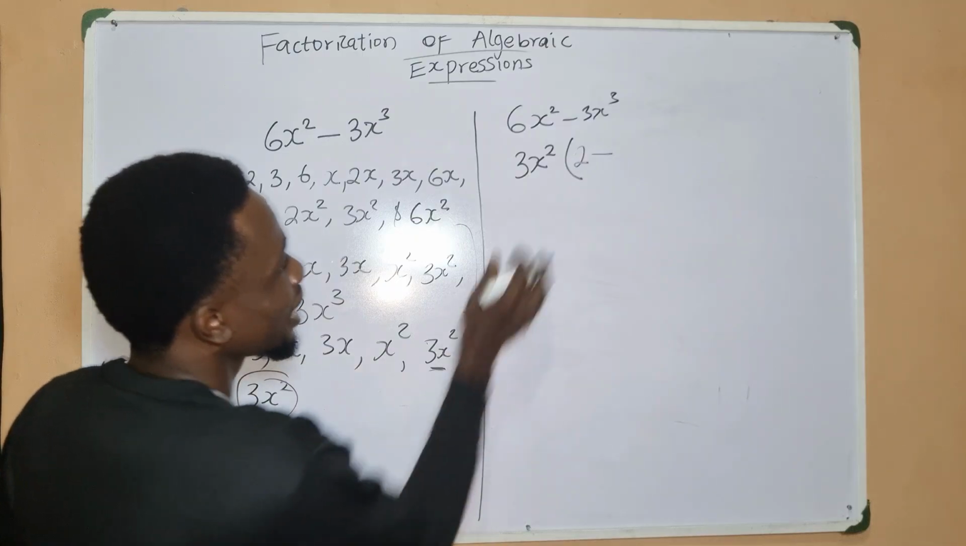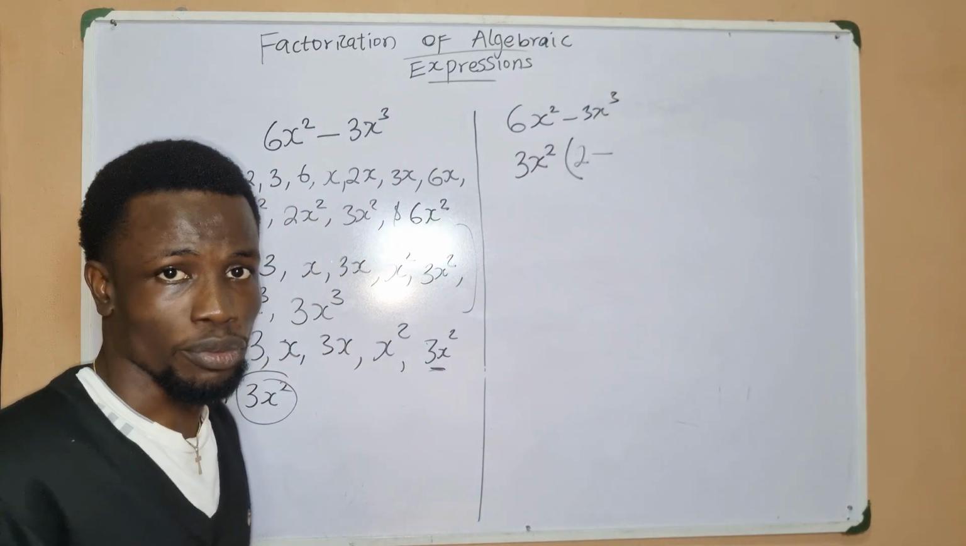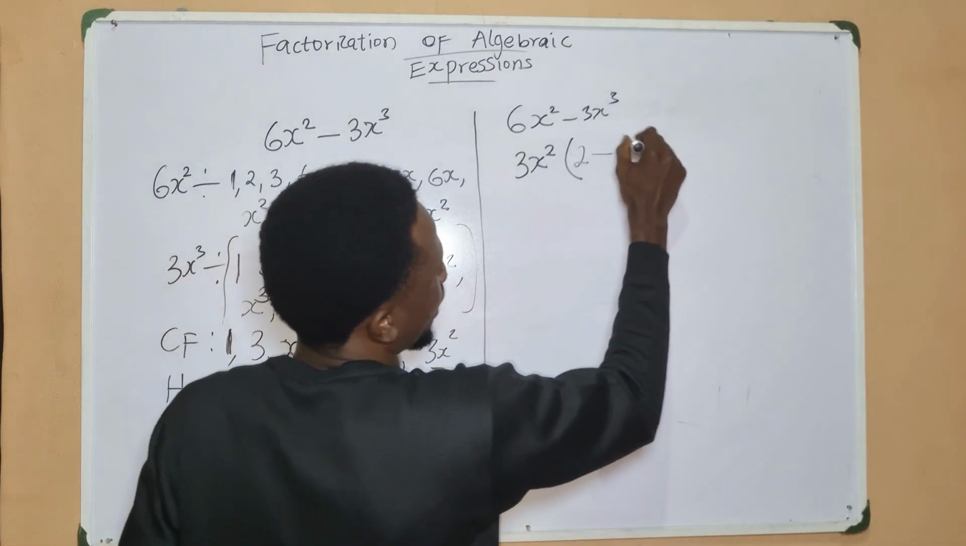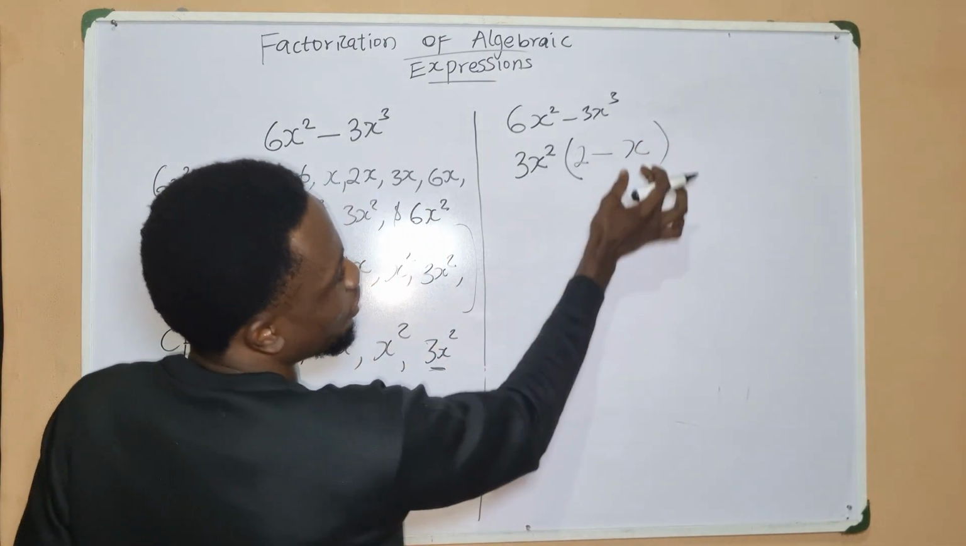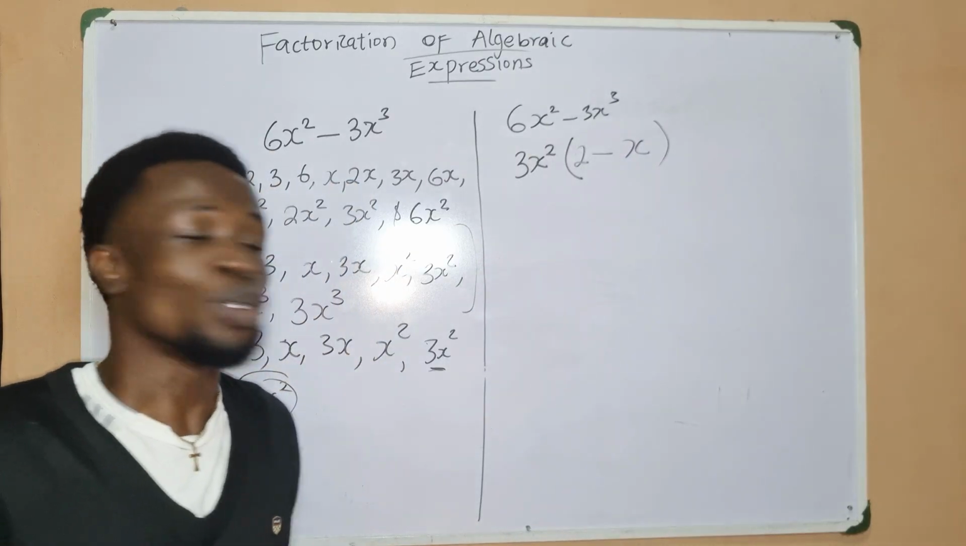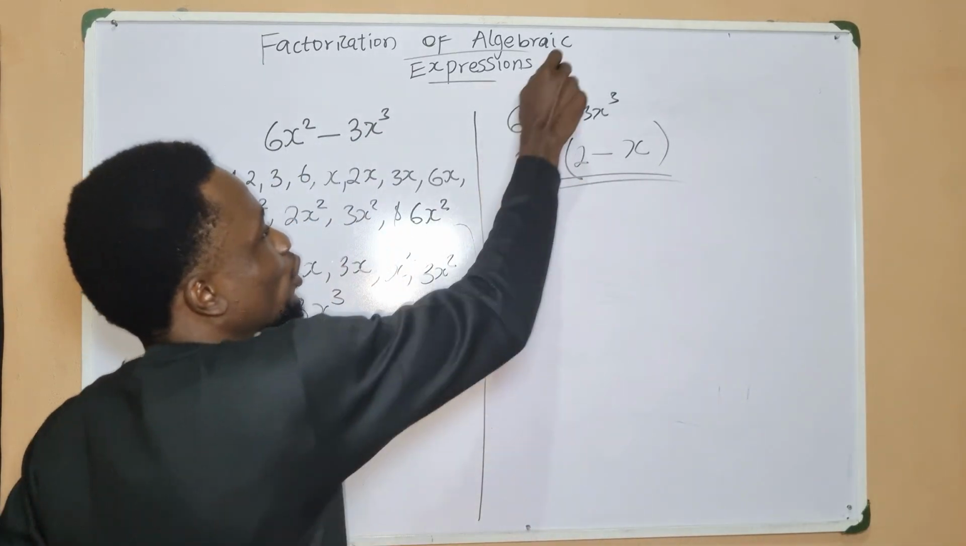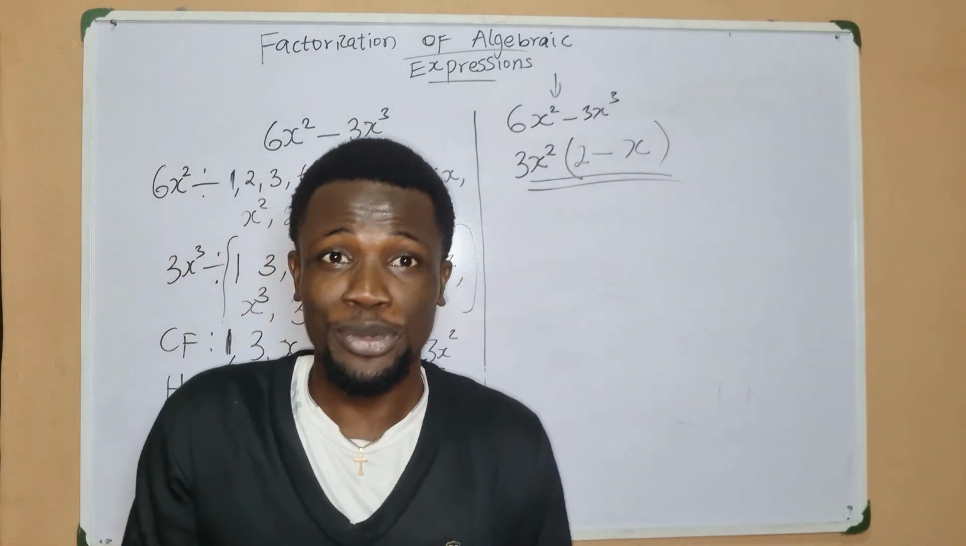Put your negative sign. Then 3x squared dividing 3x to the power of 3 will give us just x. How do I know? If you multiply x by 3x squared, you still get back 3x cubed. So this is the factorized form of this expression. I hope you got that.